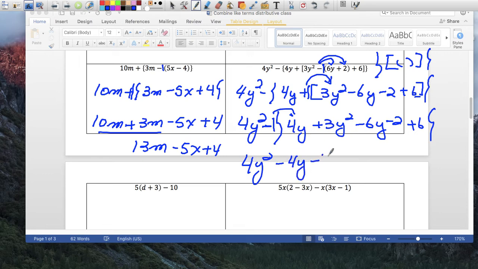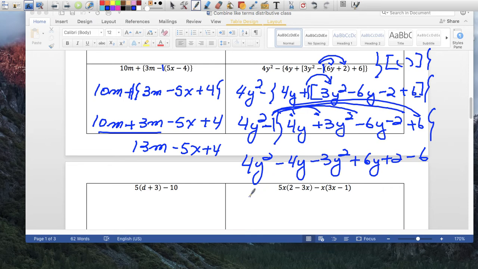This is going to come out minus 3y squared. This is going to come out plus 6y. Then minus 2 is going to become plus 2, and the plus 6 is going to be minus 6, right? Because if I multiply negative 1 times this, then times that, and then times this, you'll notice that they will come out the opposite. So now I can combine like terms. Let me put them together. 4y squared, I'm going to move minus 3y squared, minus 4y, plus 6y, plus 2, minus 6.